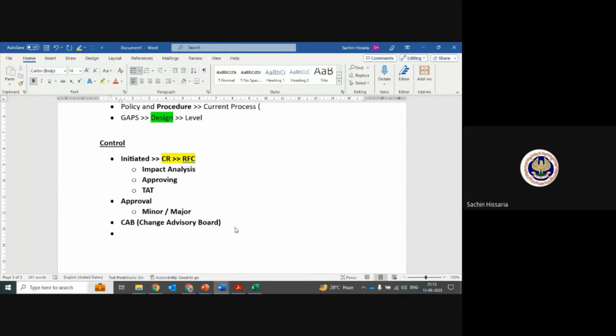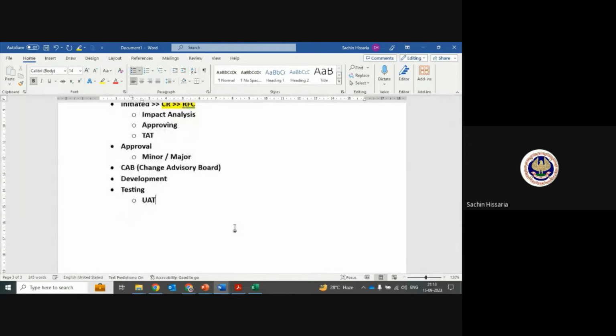After the change is approved, I will check whether it goes to the development team. The development team will work on the changes and develop the change. After development, we'll check for the testing. Before that, in testing, what will we check? We will check whether user acceptance testing is conducted or not. UAT testing is done or not.